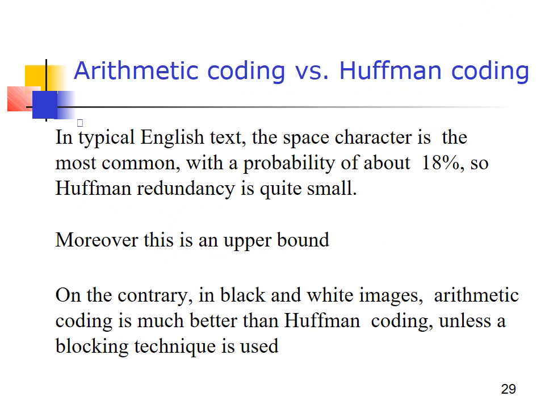Now let's see the comparison between arithmetic coding and Huffman coding. We all know that in English text the space character is common, with a probability of about 18%, so Huffman redundancy will be quite small. This is said to be the upper bound. On the contrary, when considering black and white images, arithmetic coding will be much better than Huffman coding, unless we use a technique called the blocking technique.